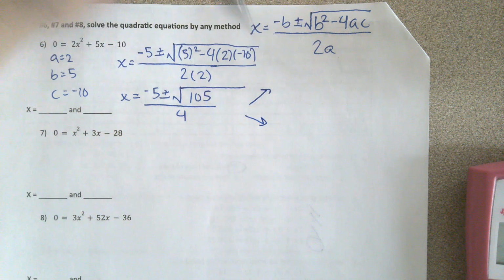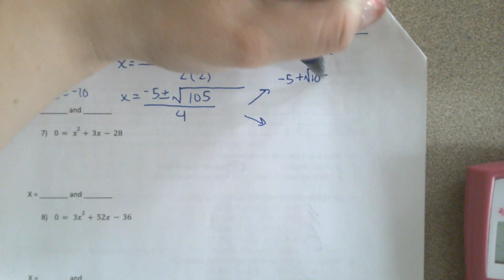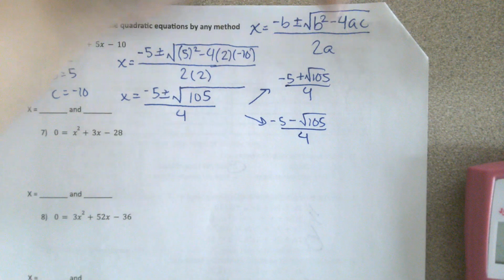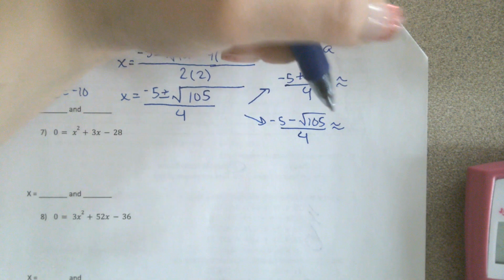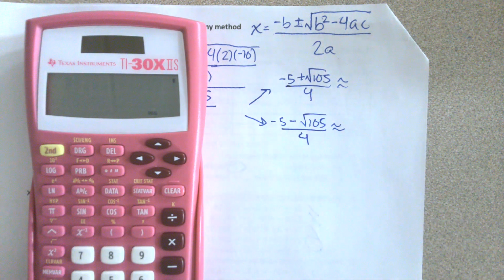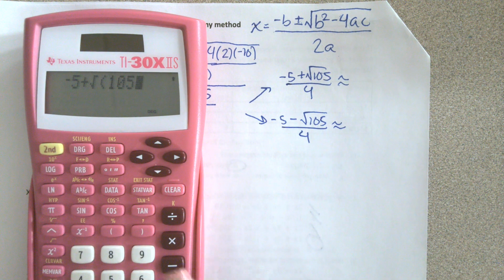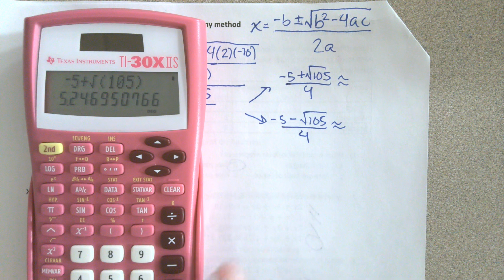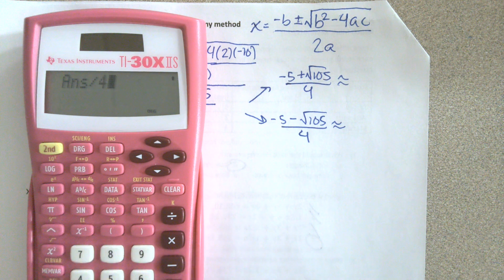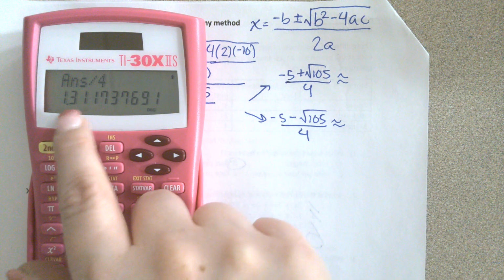So split it up. Two cases. Negative 5 plus the square root of 105 over 4. And negative 5 minus the square root of 105 over 4. Now I've already warned you these are not nice, so we will get decimals. When you're typing this in, do the top part of the fraction first. So negative 5 plus the square root of 105. Hit equals, and then we're going to take this number and divide it by 4. There's my first decimal. We'll just do 2 decimal places. That'll be 1.31.